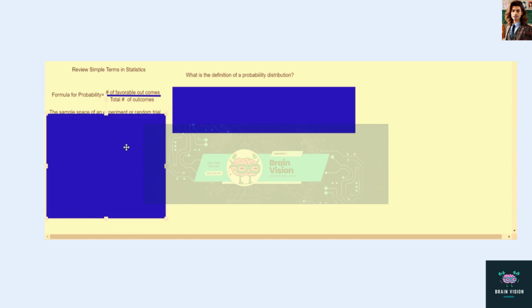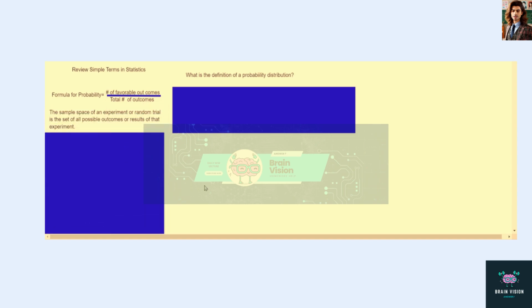To start with, we know we have a sample space. Sample space in an experiment or random trial is the set of all possible outcomes or results of that experiment. Now, when you're writing out your sample spaces, be sure to remember to include all possible outcomes. If you miss any of them, then your probability distribution will probably not quite work out the way you want it to.